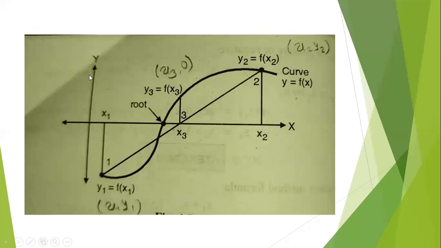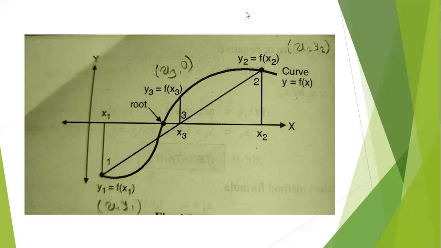This is your figure, x, y. Suppose these are the two initial guesses x1 and x2. This is your graph, and this is the exact root of that equation. Then f(x1) and f(x2) are the values at the points x1 and x2. These two points are joined with the help of a straight line, and this line intersects the x-axis at this point. This is your next root of the equation, that is x3, and the value of y3, that is f(x3), is this.